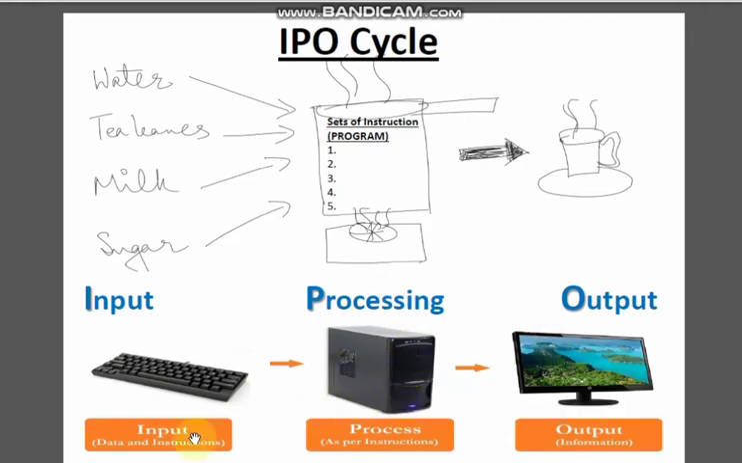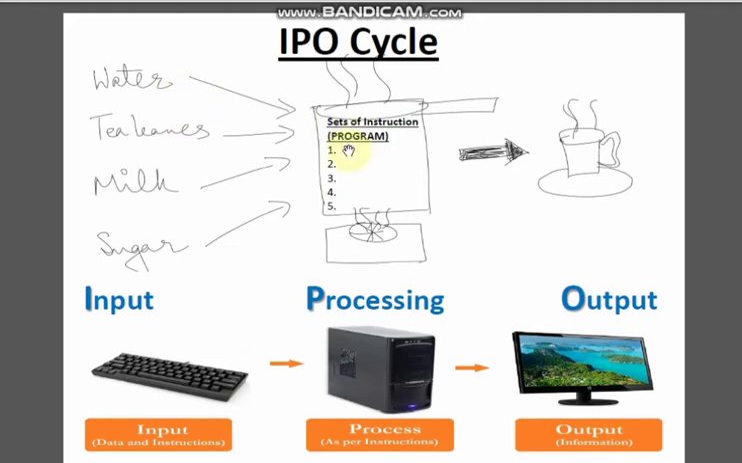Input is the data or the instruction which may or may not be meaningful. Process is the set of instructions on which the computer works, and finally the processed information, which is always meaningful, is the output. For example, let us take the preparation of a tea.